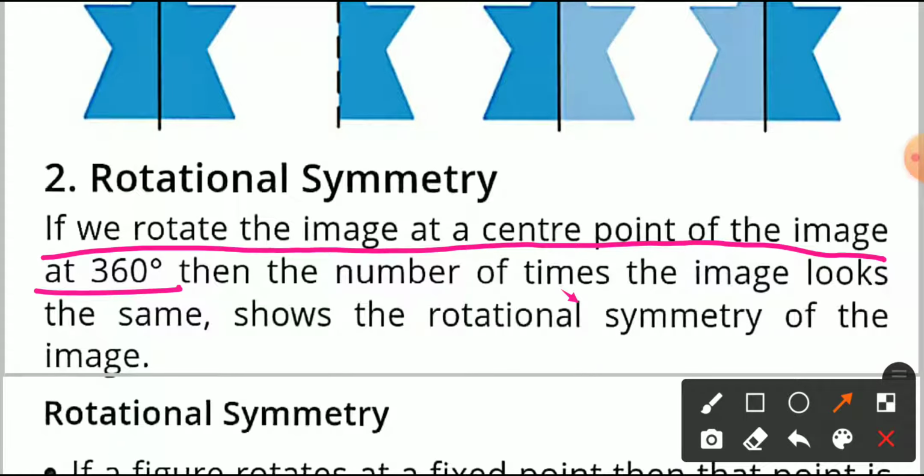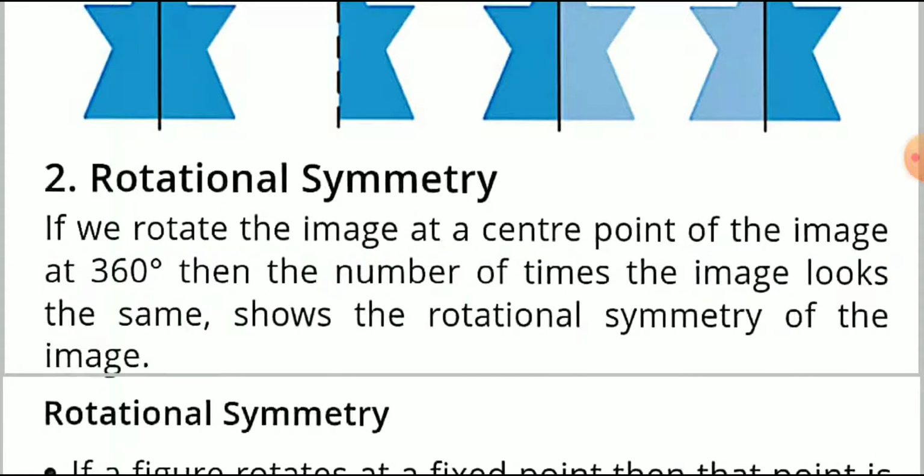Clear? So it is telling you, if we rotate the image through 360 degrees, then the number of times the image looks the same, how many times a figure looks the same, that number is known as the rotational symmetry of the image. Okay, take an example.